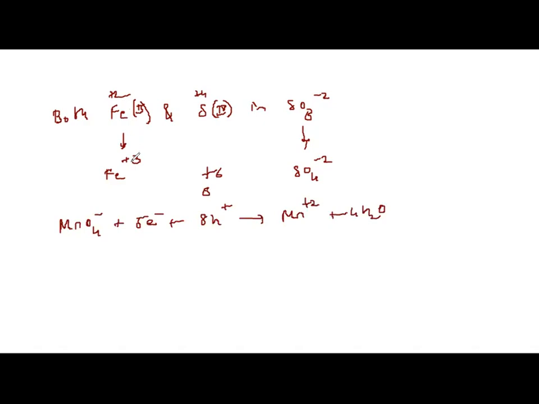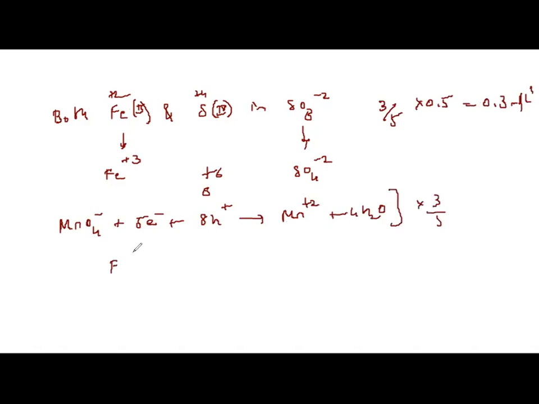Since from +2 it is becoming +3 and from +4 it is becoming +6. Here there is one electron difference. Here there are two electrons difference. Therefore, I can say 3/5 × 0.5 will be equal to 0.3 moles per liter. Therefore, I have to multiply this equation also by 3/5.